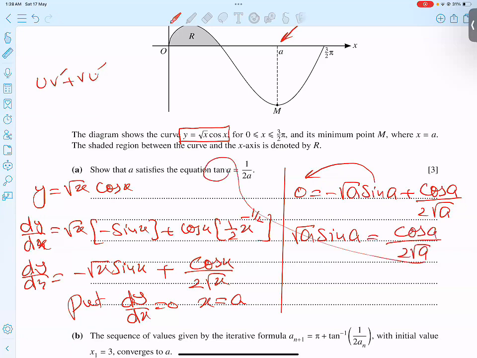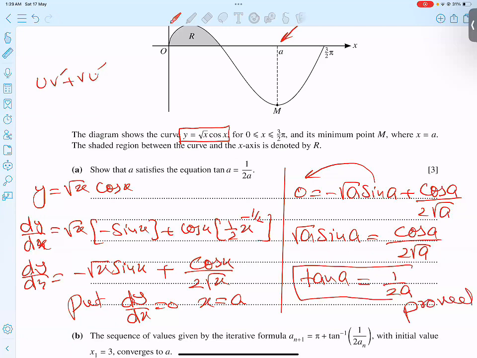I am looking for the tan. How is it possible? Cos will go under sine, so sine by cos gives you tan a. It will multiply there, and root a will give you only a. So, alhamdulillah, proved. I hope the concept is very clear. So let's go for the next part.